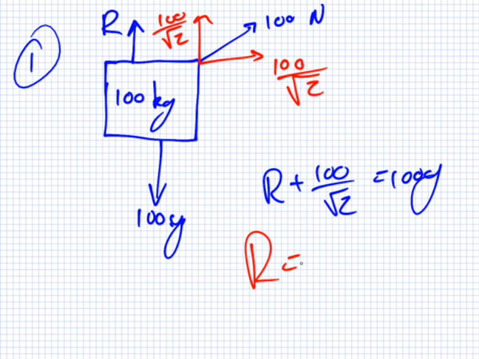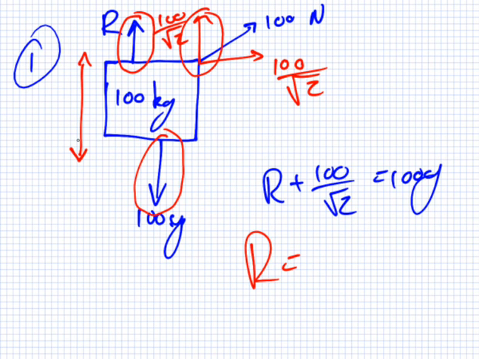Question? Why is it R plus 100 over that thing equals 100 G? These are the two up forces. This force is going up, and this force is going up, and it must equal this force going down. It's not moving vertically. It's only moving horizontally. So the resultant force is always up. The reaction force, usually, but not always, because it's moving horizontally, not vertically.